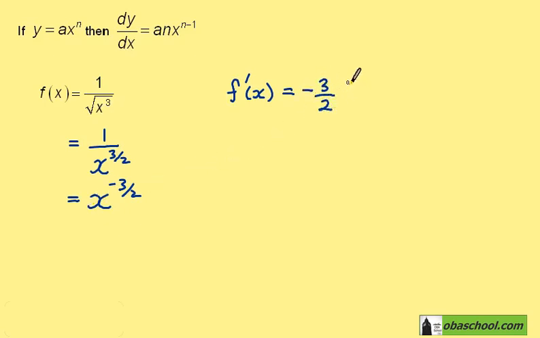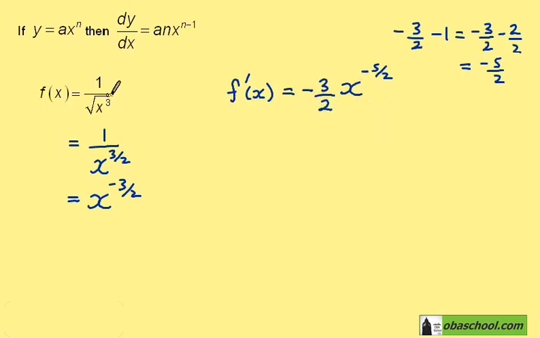Drop the minus 3 over 2 in front, and we need to reduce the power of x by 1. So we need to do minus 3 over 2 take away 1, which is minus 3 over 2 take away 2 over 2, which is minus 5 over 2. So the new power is minus 5 over 2.